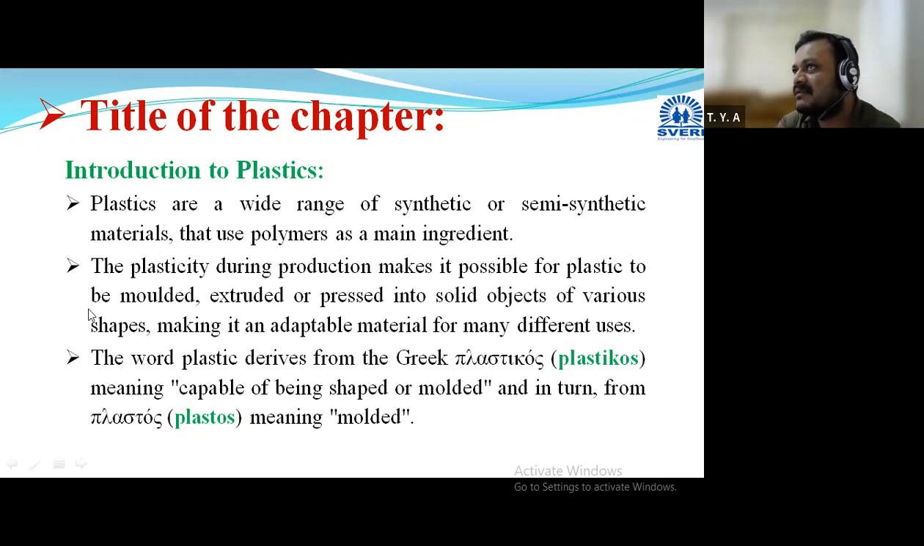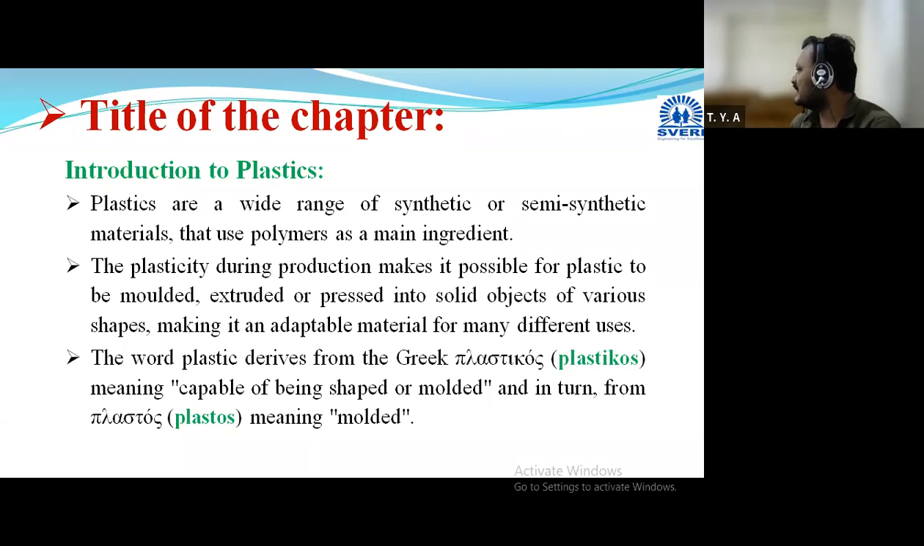Here I have added one more point. The plasticity during production makes it possible for plastics to be molded, extruded, or pressed into solid objects of various shapes, making it an adaptable material for many different uses. What is the meaning of this sentence? The plastic material can be converted into different shapes and sizes because of its plasticity.